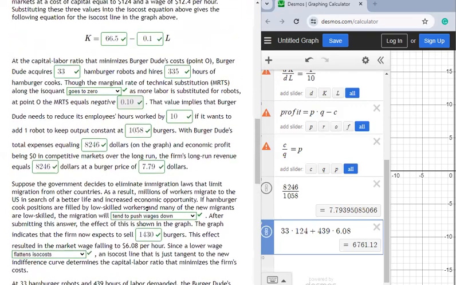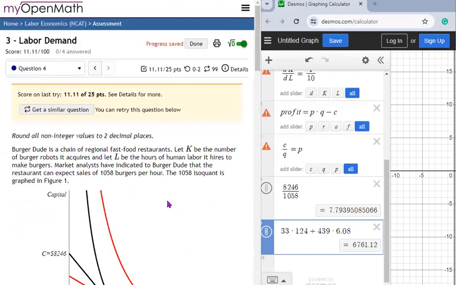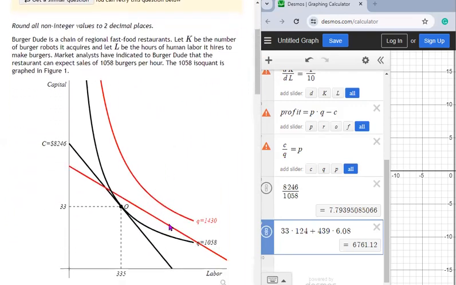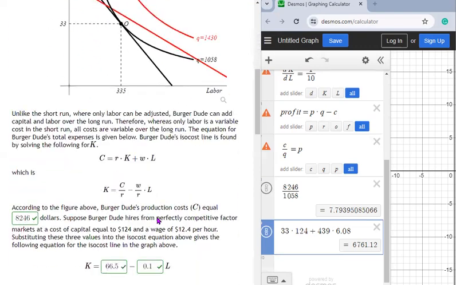Yep. Now that submitting that answer graphs a new isocost line, right? That isocost line is flatter than the original isocost line, right? Now notice anywhere on this isocost line, there's no place on this isocost line where we can produce 1,430 units of burgers, right? There's not one point. So this is not feasible, right?